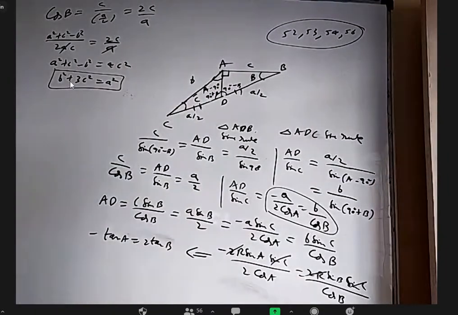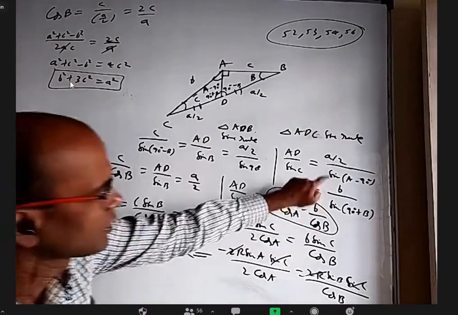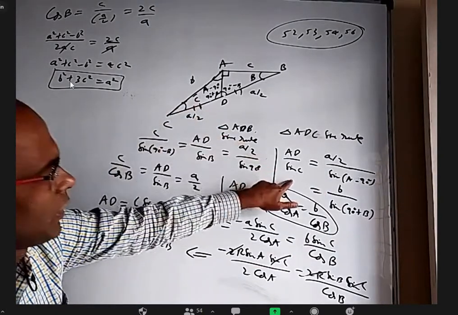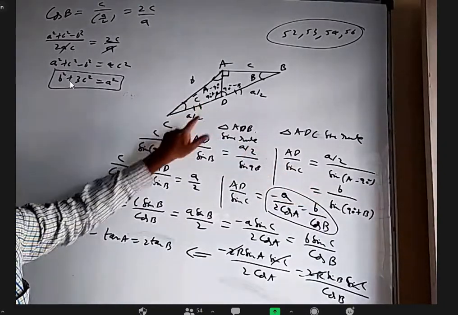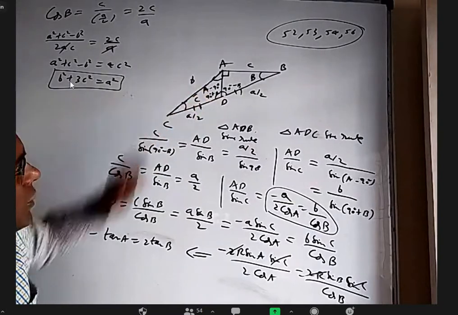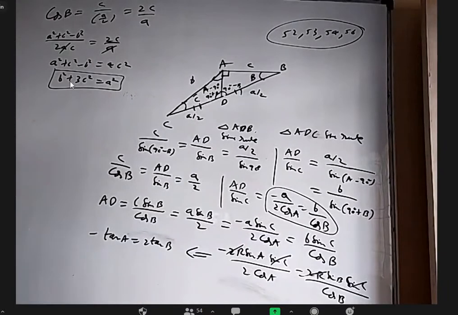So all this is unnecessary for the present question. Just equating these two is good enough: a by sin 90 minus A. Where is that? In this sine rule, this by this and this by this. That is good enough. Tan A plus 2 tan B is 0. But you can write other things too.